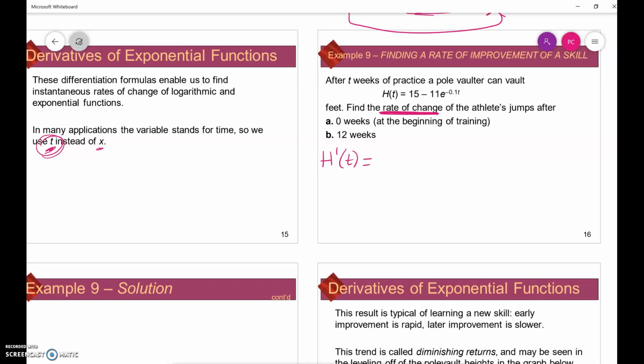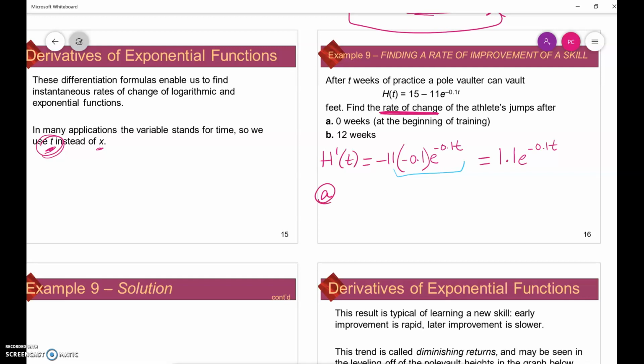We're going to have the derivative of 15 is just 0. And then I have negative 11 times negative 0.1 e to the negative 0.1 t. For all of this part, I'm using the slide we just looked at, that e to the kt derivative. When we simplify this, we end up with 1.1 e to the negative 0.1 t. So to find the rate of change, you can't just put in the numbers first. You have to find the derivative first, then go put in the numbers that you're looking for.